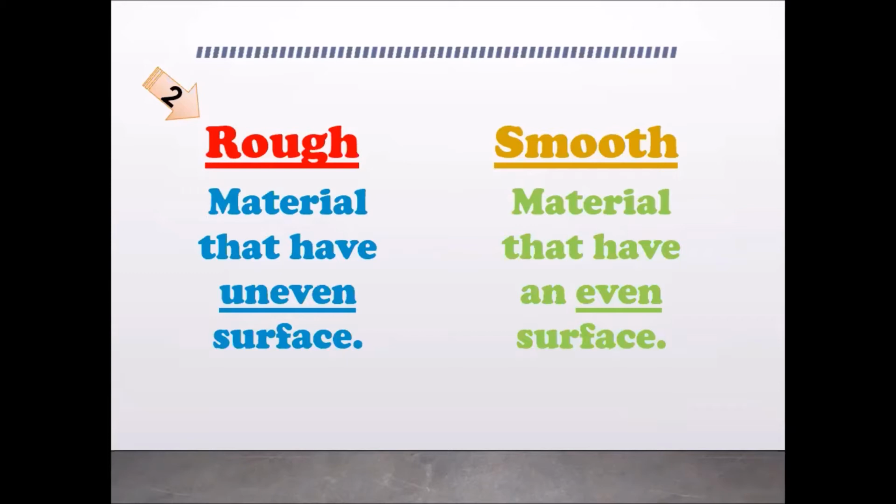A smooth material is a material that has an even surface. When you put your hands on it, your hands will slide. You will not find the ups and downs. It's like, for example, the mirror, the glass, all of those things.